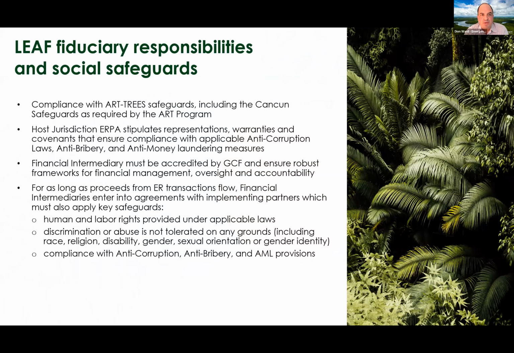So we're hammering home once again that part of compliance is first meeting ARC-Tree safeguards, and then when we're talking about any additional safeguards within the emission reductions purchase agreement, there's a stipulation around some additional financial safeguards that reinforce Cancun safeguards specific to anti-corruption, anti-bribery, and anti-money laundering measures. Those are enforced on down through the use of proceeds for the implementing partner activities as well.